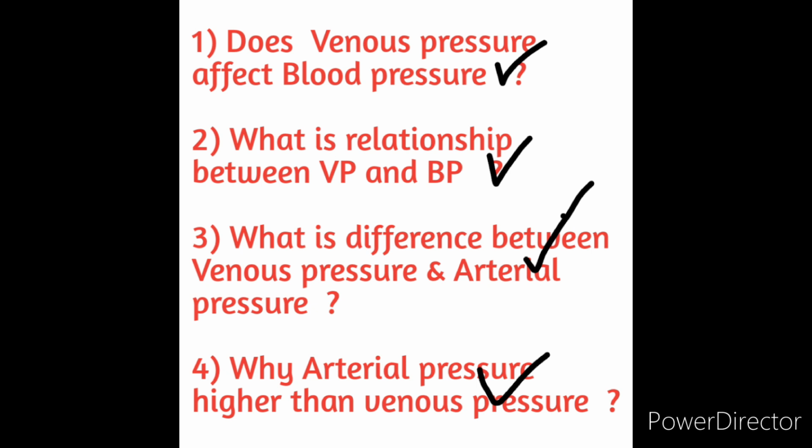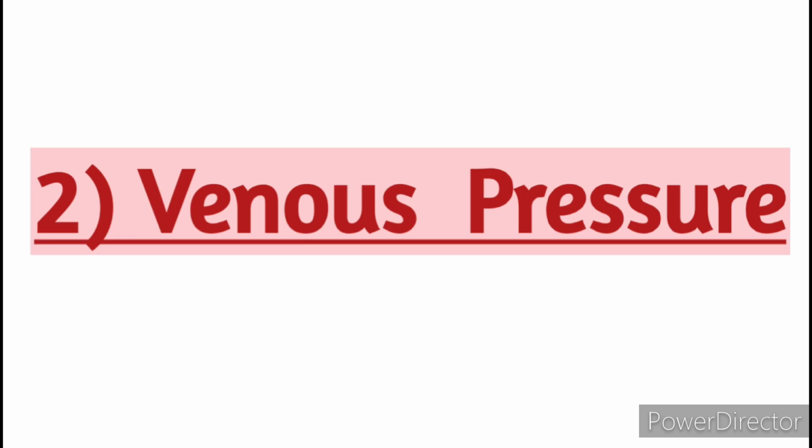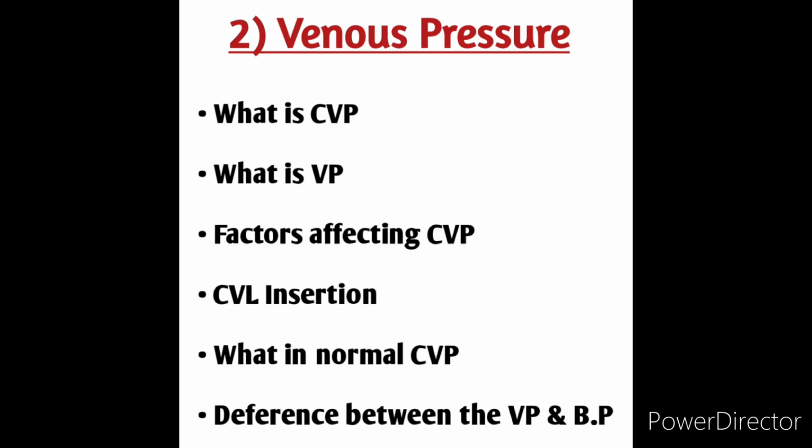Does venous pressure affect blood pressure? What is the relationship between venous pressure and blood pressure? And why is arterial pressure higher than venous pressure? This is related to venous pressure. First topic is blood pressure, second topic is venous pressure, third topic is pulse pressure. Now we discussed venous pressure: what is CVP, factors affecting CVP, CVP line insertion, normal CVP, and differences between venous pressure and blood pressure.